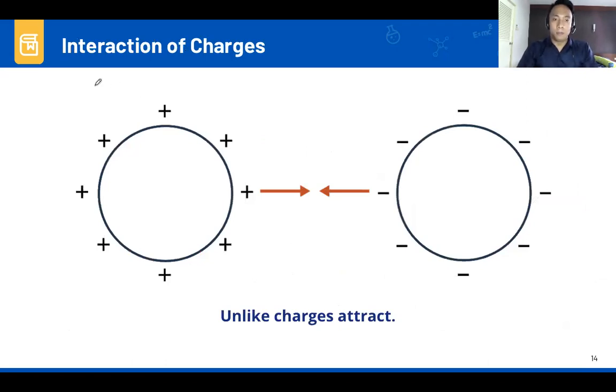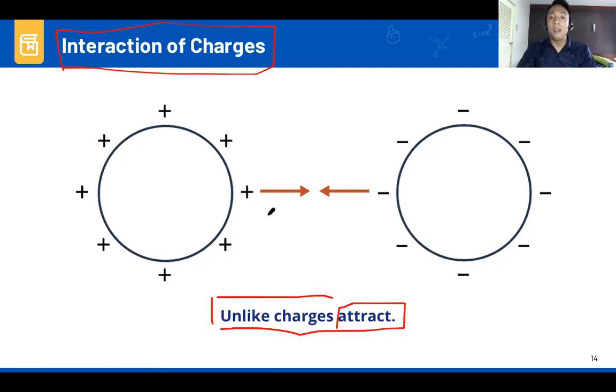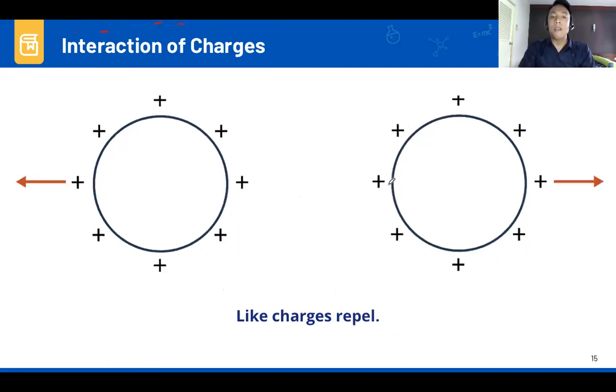So, these are how charges interact. Paano nga ba sila nag-interact? Unlike charges attract. Pag sabi unlike, yung isa positive, yung isa negative. That's unlike. Charges attract, so they can meet. Pwede silang magdikit, pwede silang magsama. Like charges, if they are both positive or both negative, hindi sila mag-attract. That is, repel.